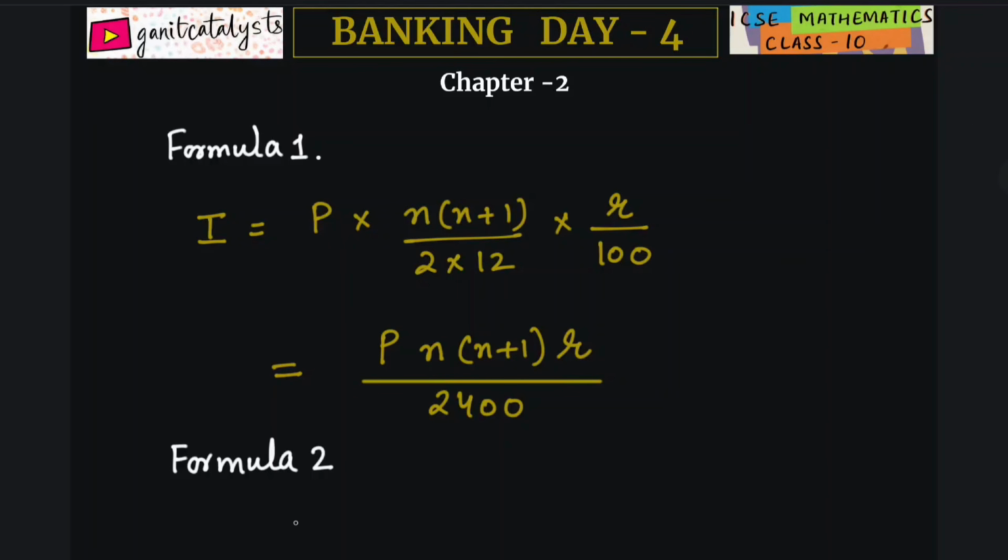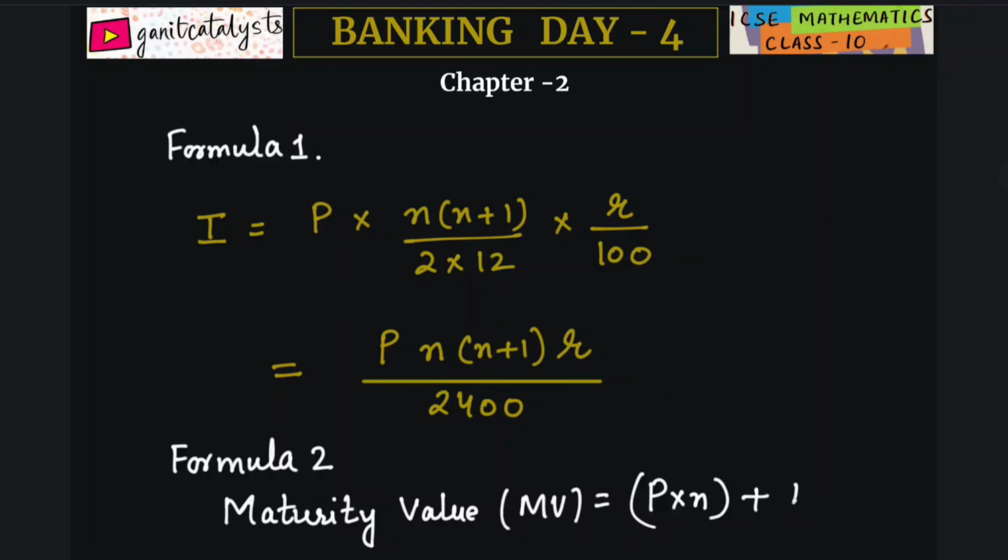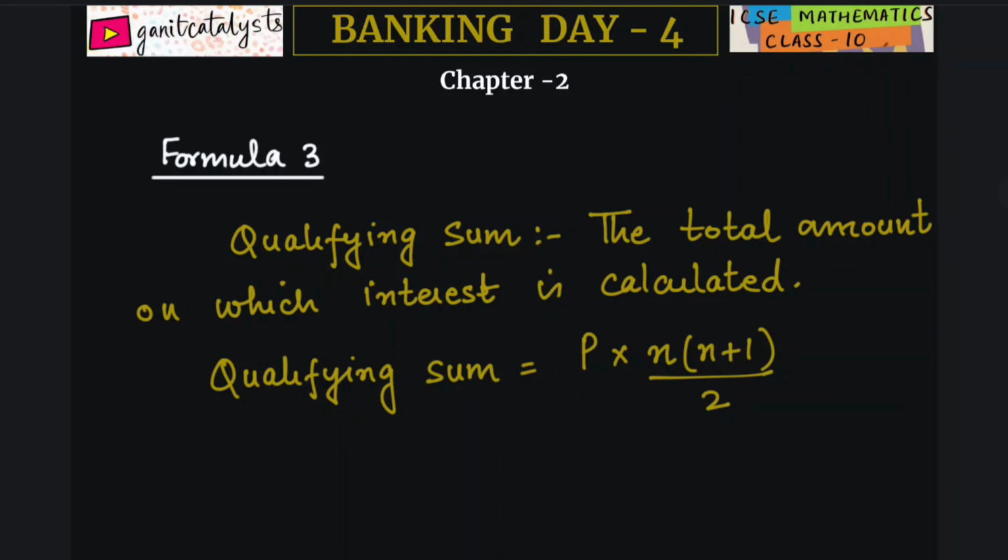Now we have formula 2, maturity value. MV is equal to P into N plus interest. So maturity value is the total money you actually put into the bank, P into N, plus the interest the bank pays you. Moving on to formula number 3, which is the qualifying sum. The total amount on which interest is calculated is known as the qualifying sum. So qualifying sum is equal to P into N into N plus 1 by 2.